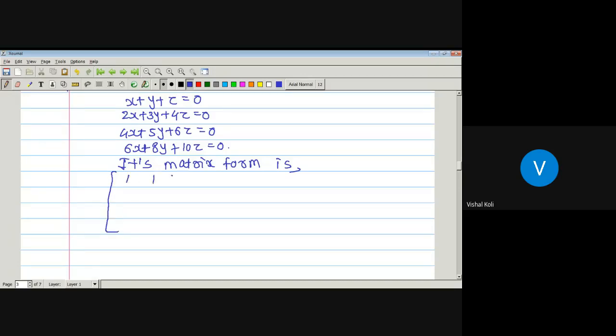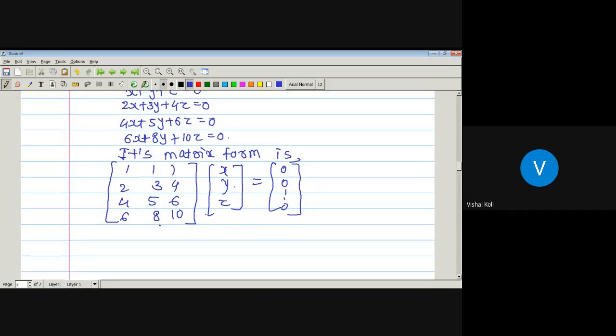1 1 1, 2 3 4, 4 5 6, 6 8 10. Now here, this will be A, and here will be x, y, z, since it has four equations in three variables x, y, z, and which is equal to its right hand side, which is 0, 0. This will be a matrix of 4 by 3, 3 by 1, then it is equal to 4 by 1. Okay. So this one is the matrix form of the given system of linear equations.